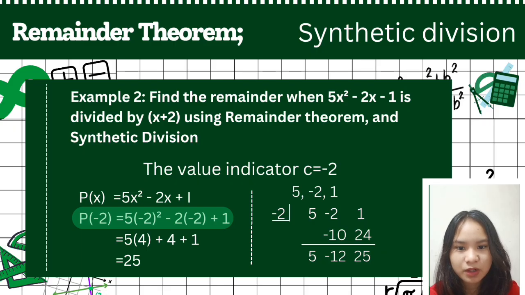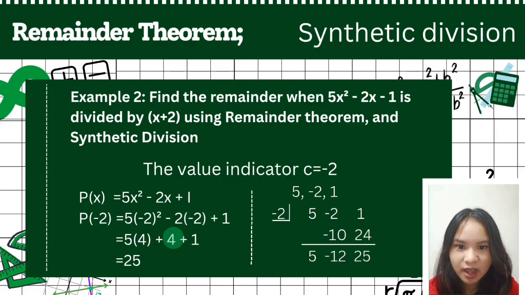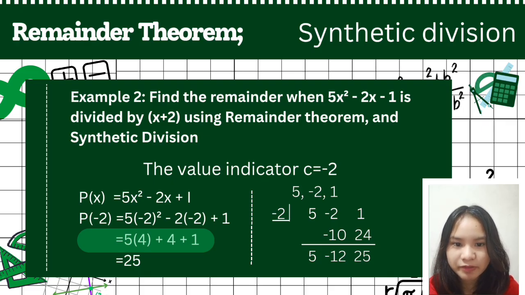So, let's solve. We have here 5 times negative 2 squared. First, we solve negative 2 squared, so that is 4. And then, we have negative 2 times negative 2, that is also 4. After that, we multiply 5 times 4. That is 20. Then, we simplify 20 plus 4 plus 1, and we have 25.